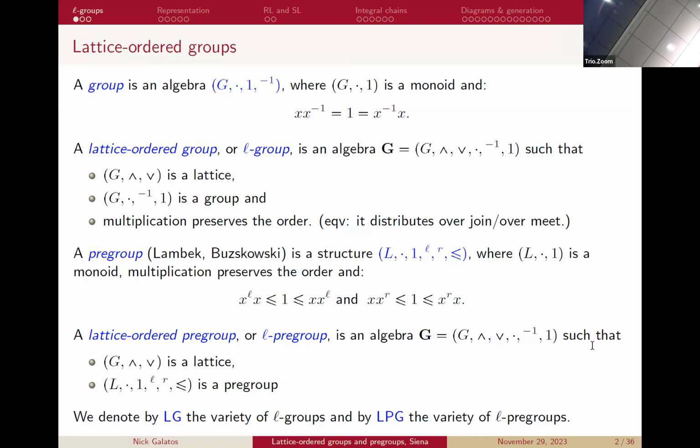I have a question. Yes. Like in the group case, you have a compatibility condition. What happened to the compatibility condition? It is hidden in the definition of a pregroup. The compatibility condition is part of the pregroup. Sorry, I didn't mention it explicitly. A pregroup itself has to be compatible already, even if it's not lattice-ordered.